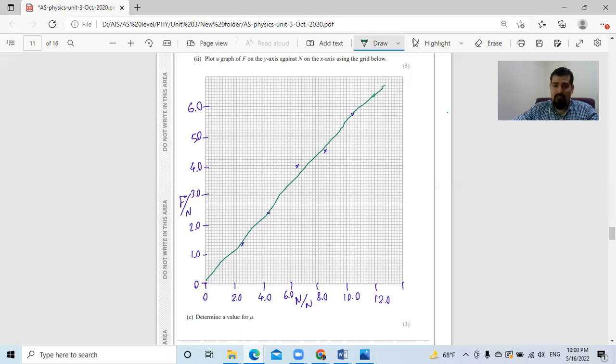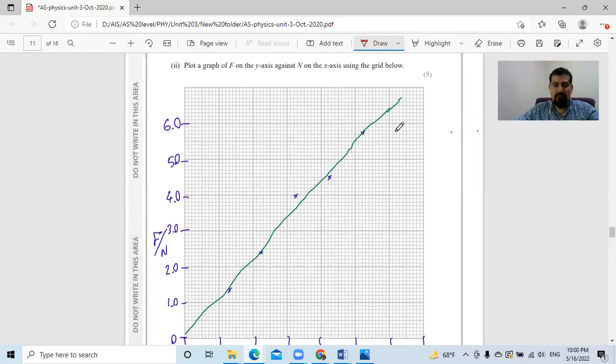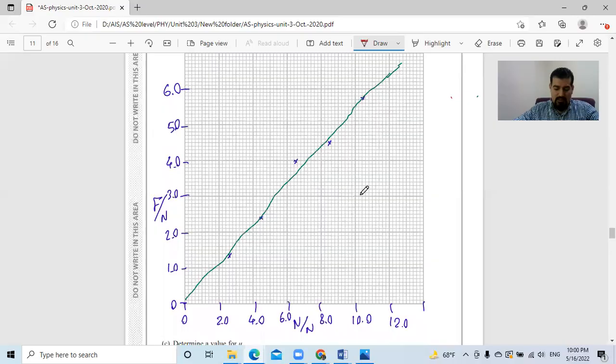For example, if the points were like this, I can't start from zero, so I'll start from somewhere like this. So it depends on how you are seeing it. Good. Any question? This is a 5 marks question.